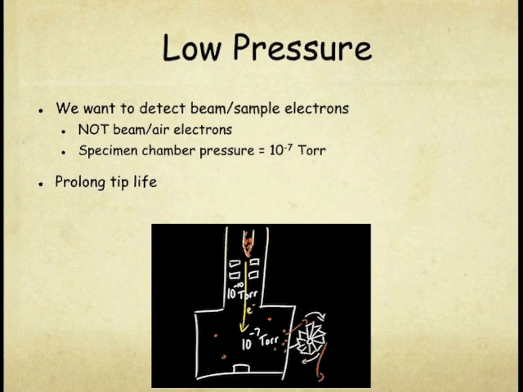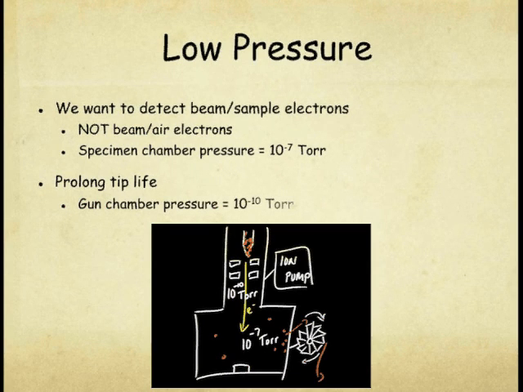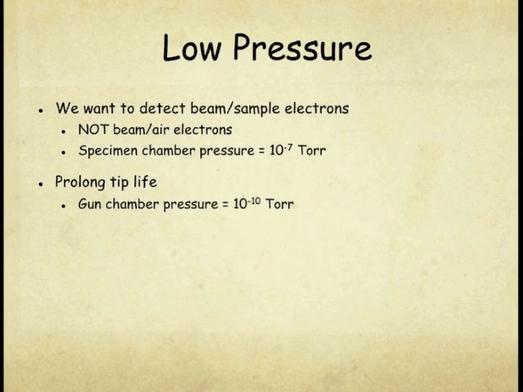Also, it's again desired that the electrons have a clear path from the electron gun through the gun column and into the specimen chamber. For this reason, the gun chamber is actually kept at a significantly lower pressure, around 10 to the negative 10 torr. This is about 10 trillion times less than atmospheric pressure. This pressure is maintained by use of an ultra-high vacuum ion pump and also supported by the turbomolecular pump.